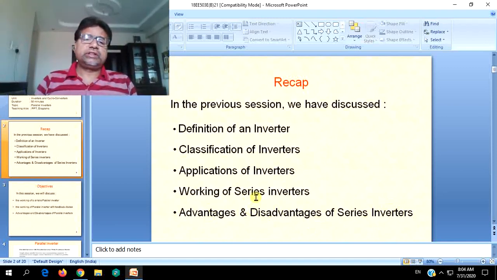Just to recall the working of series inverters, the design of the series inverters will be such that the commutating components are connected in series with the load, or you can say that it is nothing but the load commutated or self commutated inverter where commutating components are connected in series.